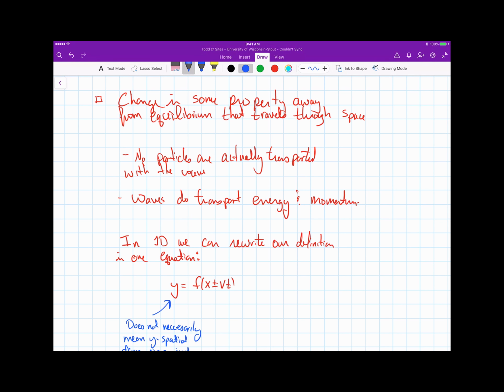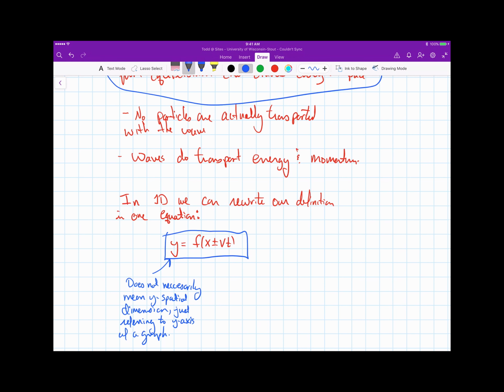So just to rephrase this definition of a wave as a mathematical equation, in one dimension, what we can do is write out that y is equal to some function which depends on x plus or minus v times t. So the argument comes as a chunk, x plus or minus v times t. Now this y is not necessarily a spatial dimension. It's whatever property we're talking about that is changing.